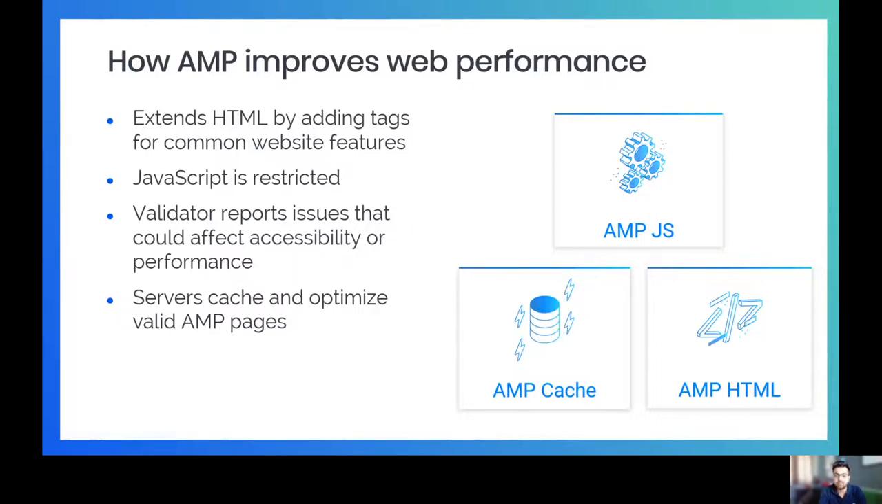You can use AMP script, which is an extended version in which you can enable your own custom JavaScript inside the AMP script tag. And also, validator is the functionality which helps you track the performance and accessibility of the website that you have just created.